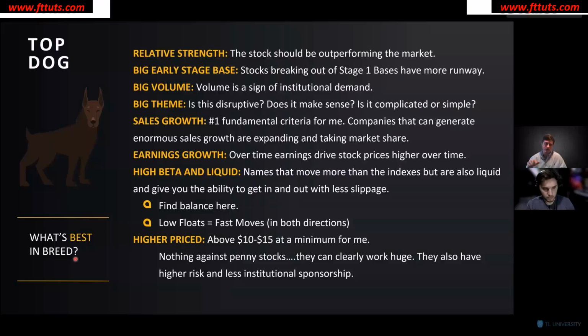And one thing I'll say that's not on here, but I think a top dog may pay zero attention to the market. Go back and look at Tesla last year. There were moments where the market was going higher, and you could say Tesla was showing relative weakness, but it was really just doing something totally on its own. And I think that can actually be a sign, especially when one of these IPOs is in its stage one base, that you should pay attention to it.